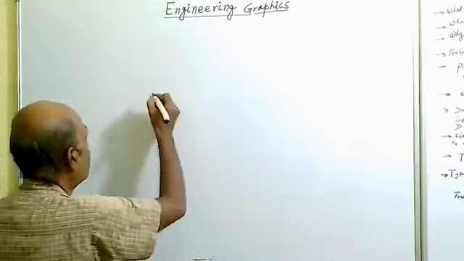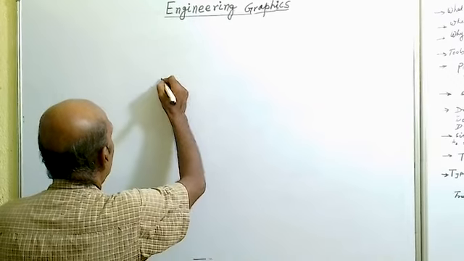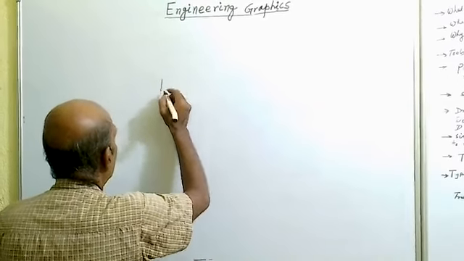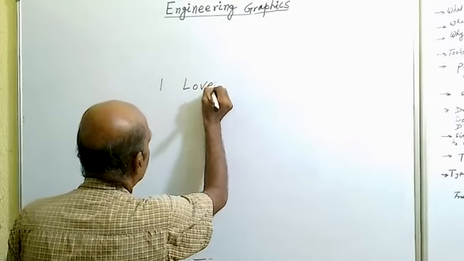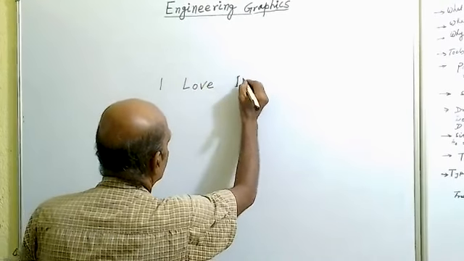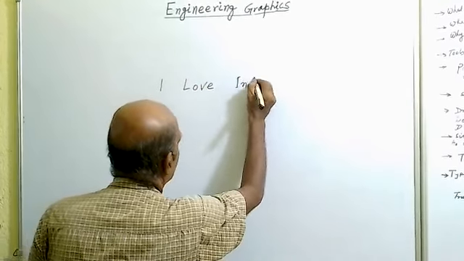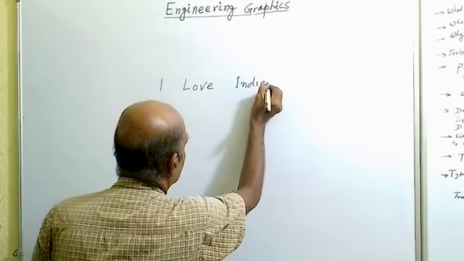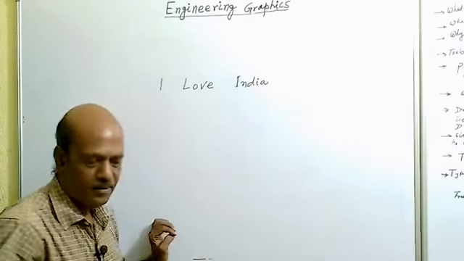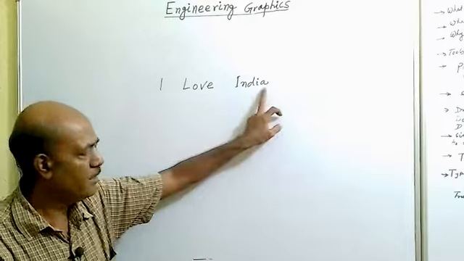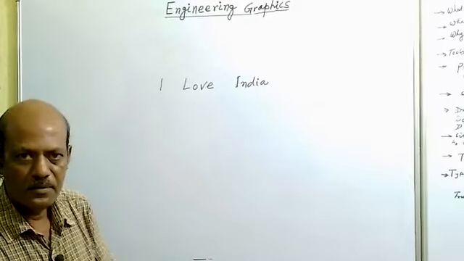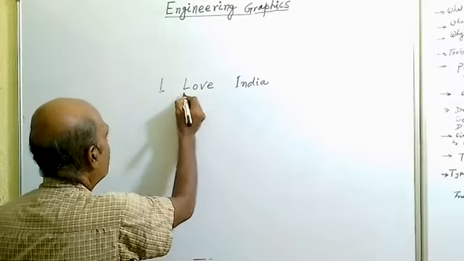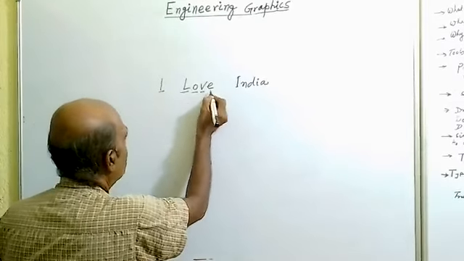So now I am writing one sentence here. I love India. So I have written some letters here. I hope everybody knows the meaning of this. So these are the alphabets, English alphabets.